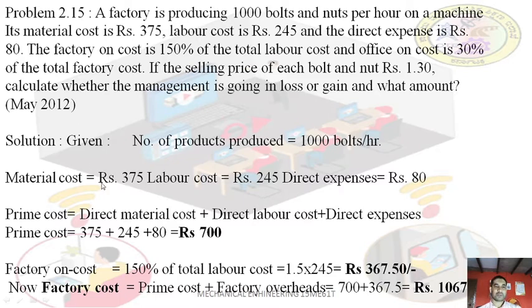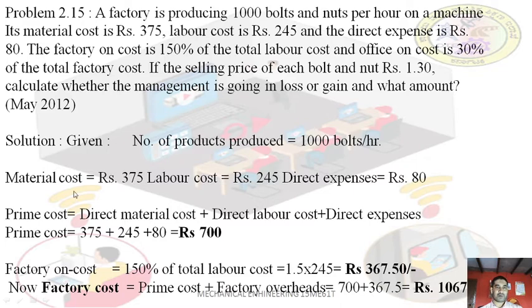The material cost is given as 375, the labor cost is 245 and the direct expense is rupees 80. We know that the prime cost is given by direct material cost plus direct labor cost plus direct expenses. So our direct material is 375, the direct labor is 245 and the direct expense is 80. If you add all these three things, you will get 700 rupees. That is the prime cost. So our prime cost is rupees 700.